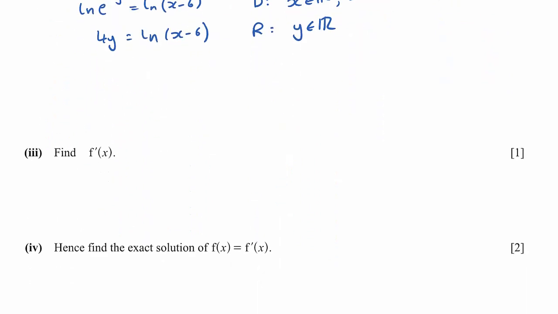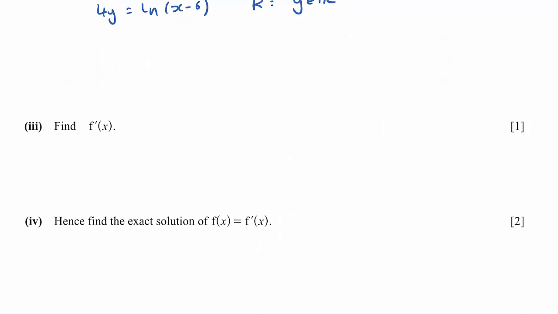Okay, so now we want to find the differential. So we have f of x was 6 plus e to the 4x. So if we differentiate that, of course the 6 is a constant, that will just disappear. And we'll end up with e to the 4x, but don't forget to use the chain rule to multiply by the differential of the inside, so we get 4e to the 4x.